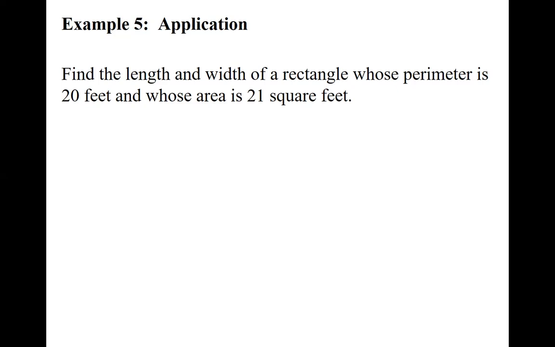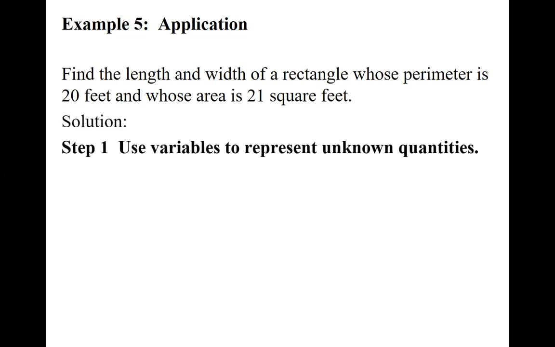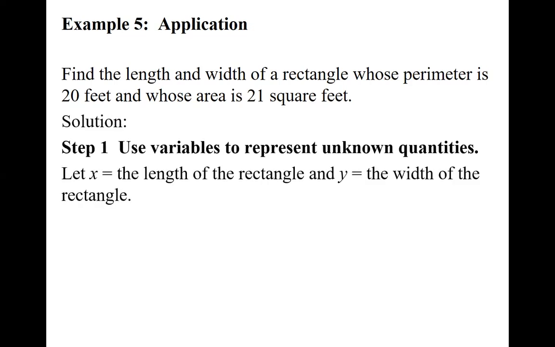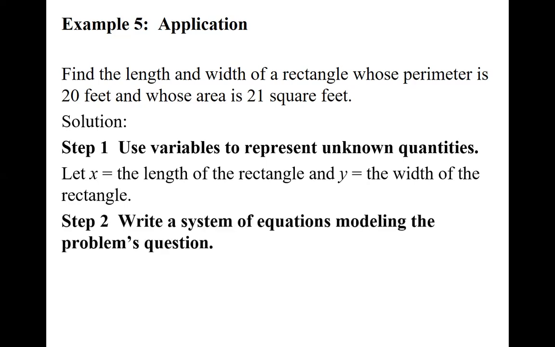So perimeter is 20 feet. Perimeter is 2L plus 2W, twice the length plus twice the width, aka the distance around. The area is 21 square feet. That's length times width. So that's two equations right there. If we let x equal the length and y equal the width, then 2x plus 2y will give us 20, and x times y will give us 21.